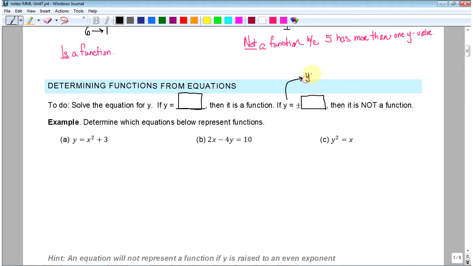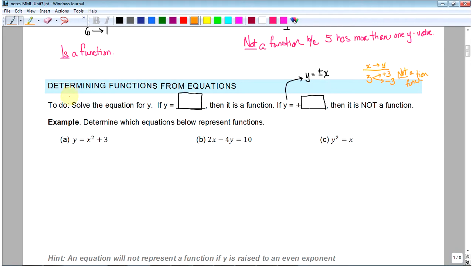Let's say that my equation is y is equal to plus or minus x. Then if we created a table, let's say that I put in an x value of 3. Well, if I substitute 3 in for x, that means my y is equal to plus 3 as well as minus 3. And that means that we have an x with two different y values, and that would not be a function. So that's what you want to be cautious of when examining equations.